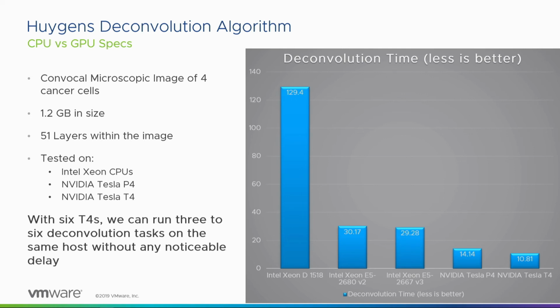And what's really cool here is if I add 6 T4s to a single system, I'm able to run the deconvolution process on that same host in, let's say, 10 seconds with 3 to 6 images at a time. So that shows the real impact of what you could do if you run a system with GPUs, in this case, from a computational perspective.